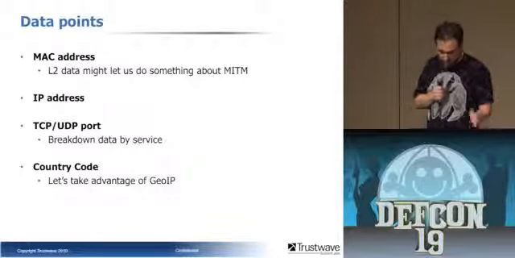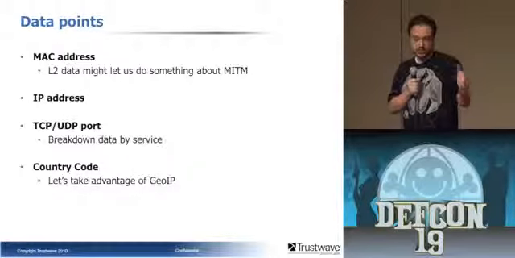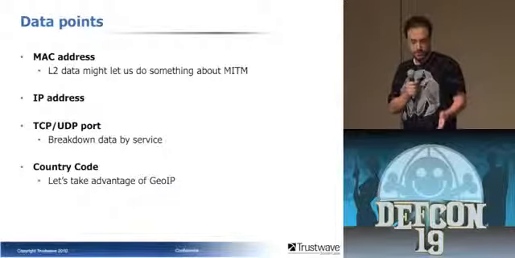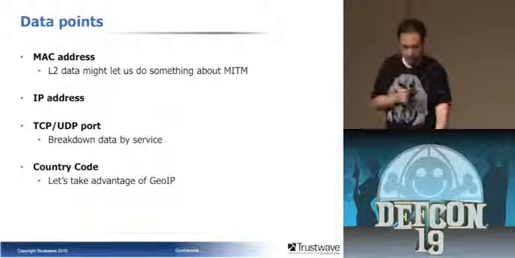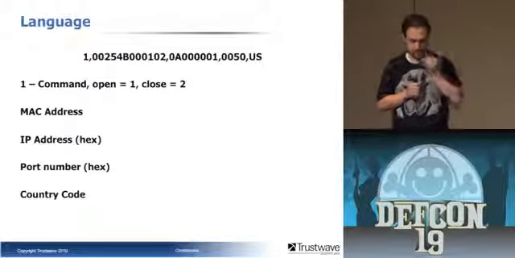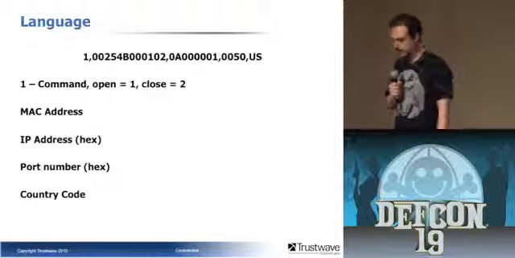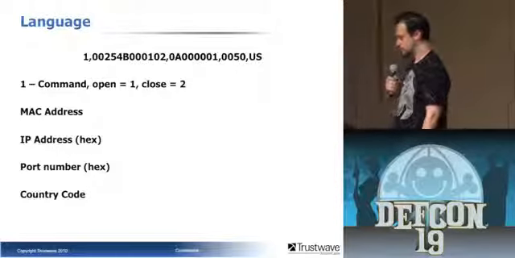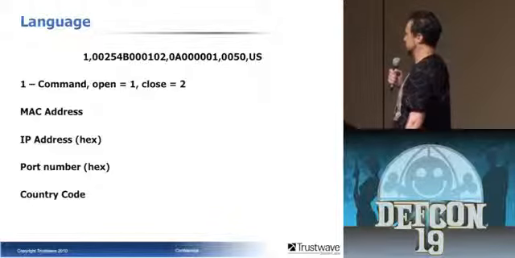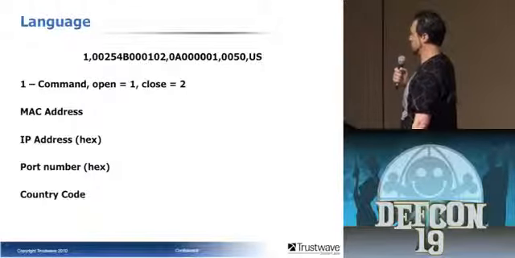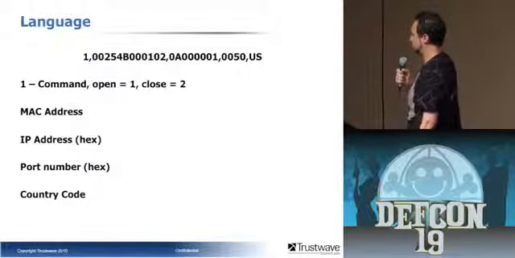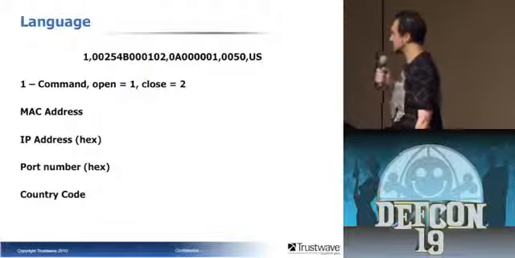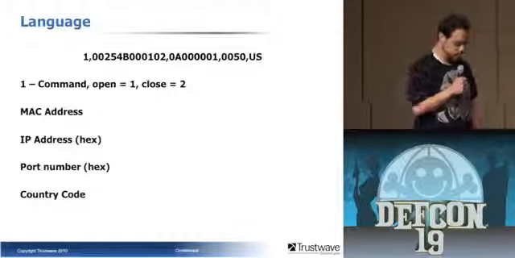So data points. Here's what I'm sending: MAC address, IP address, TCP or UDP port, and country code. Here's what it looks like. I can say I wrote my own protocol, but really all I did was take 1 for open, 2 for closed, and then put a bunch of other stuff in hex separated by commas. So if you could call that a protocol, yeah.